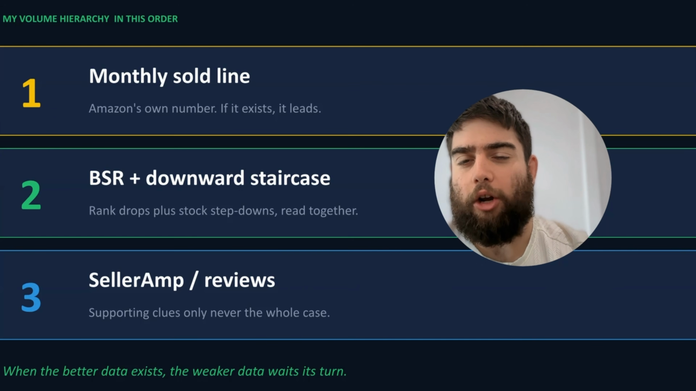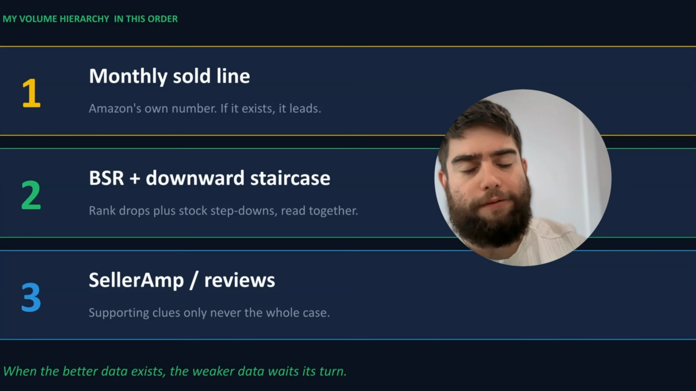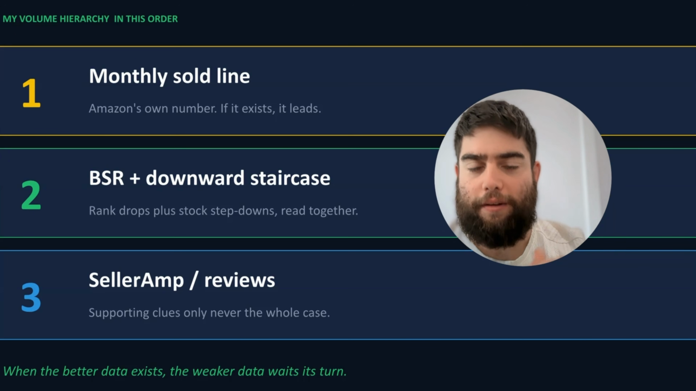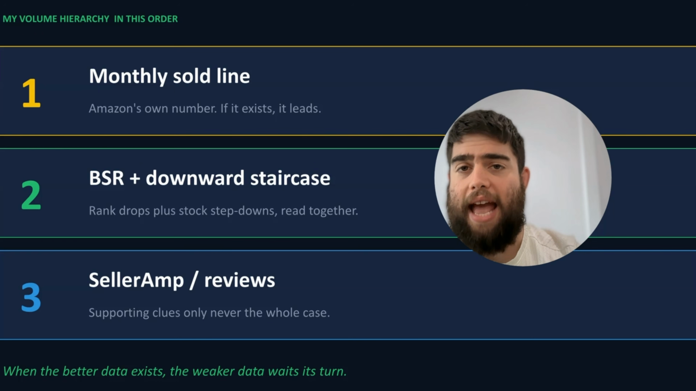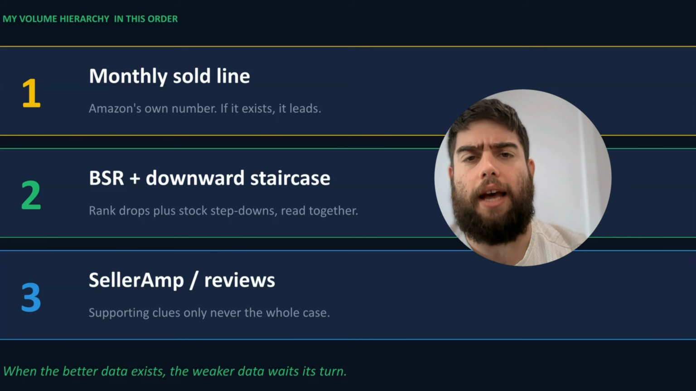So here's my volume hierarchy. If there's a monthly sold line, I love to see it. It's my number one indicator if there's something that's actually selling. Of course, there's always due diligence to be done. But then, number two, I'll use the BSR and the downward staircase.